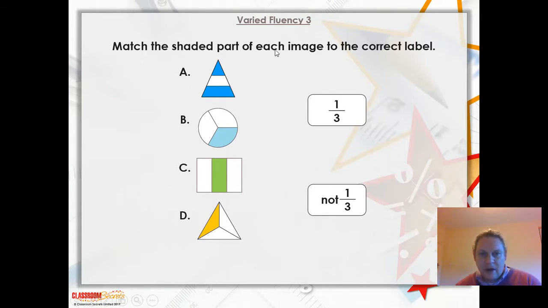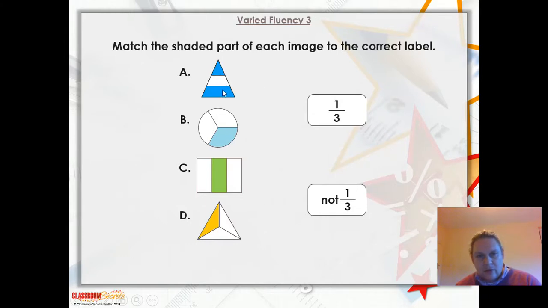Match the shaded part of each image to the correct label. Let's have a look. We've got this is being divided into 3, okay? It's got 1 part shaded, so that's 1/3, okay? And here is our symbol for a third, 1/3. Now, we're not going to go too much into that at the moment, but basically there are 3 parts. We are looking at 1 part, okay? So this is being divided into 3 parts. 1 part is shaded. That is a third, okay?